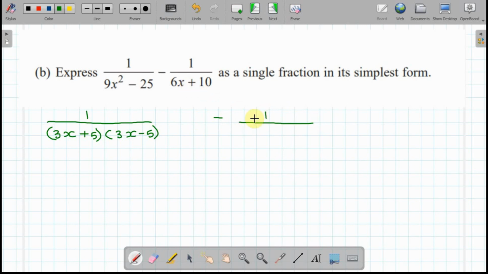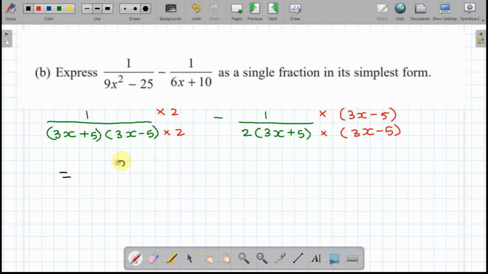So 6x plus 10 is the same as 2 times 3x plus 5. Okay, now in order for me to simplify this, the two denominators need to be the same. So over here, I need to multiply top and bottom by 2. And over here, I need to multiply top and bottom by 3x minus 5. And that way, I'm dealing with the same denominator, both sides.